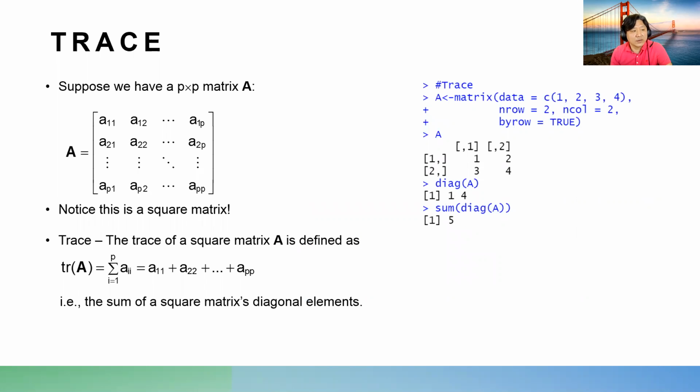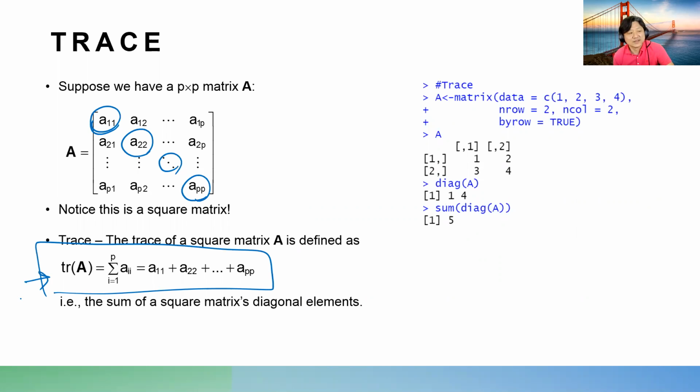Okay, now let's talk about the trace. Trace is just simple. Trace is the sum of the diagonal elements. That is trace. So trace is the sum of the diagonal of a matrix.